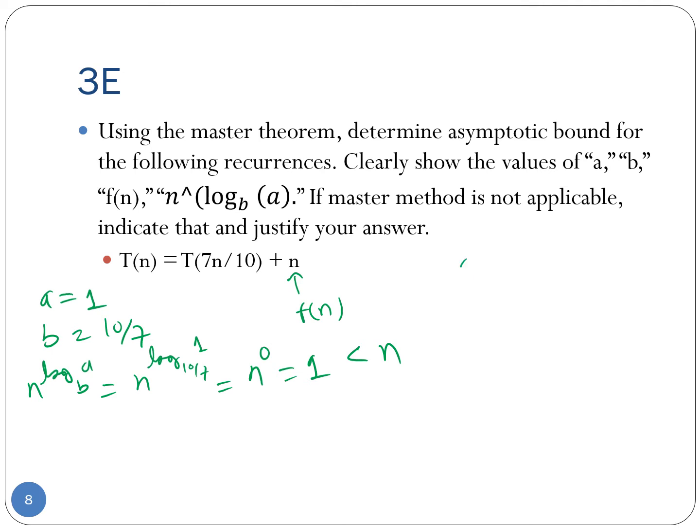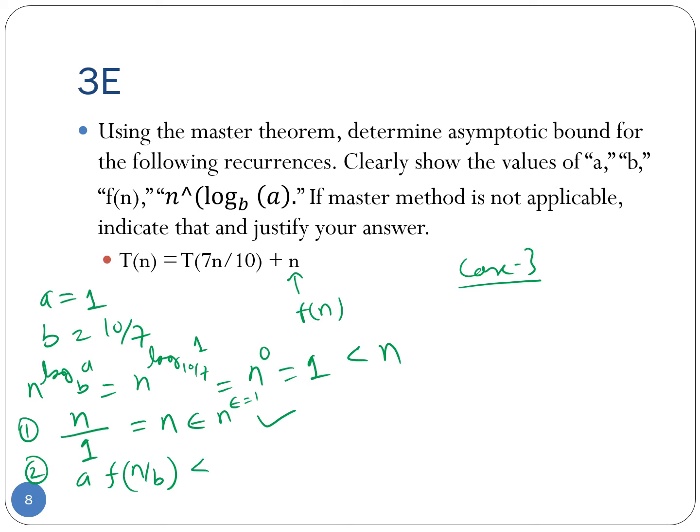Sorry about that. So case 3 seems to apply, but we still have to check the two conditions. So the first condition is that this f of n should be growing polynomially faster than n to the power log 2 base b of a, right? So if we compute this ratio n divided by 1, we get n, which is of the form n to the power epsilon, where in this case epsilon is equal to 1, right? So the first check passes, this is growing polynomially faster. The second check is that of regularity conditions.